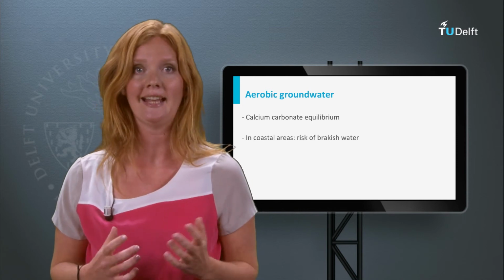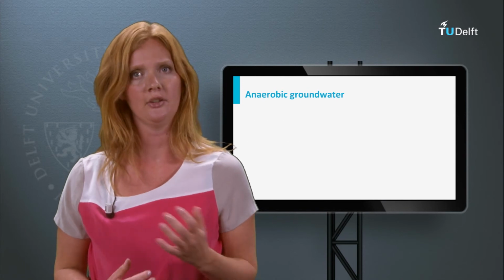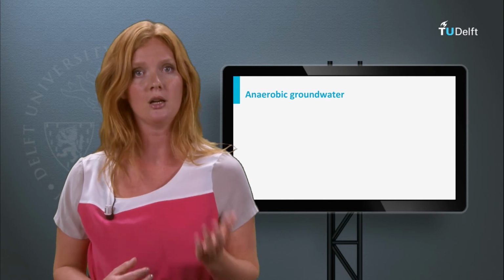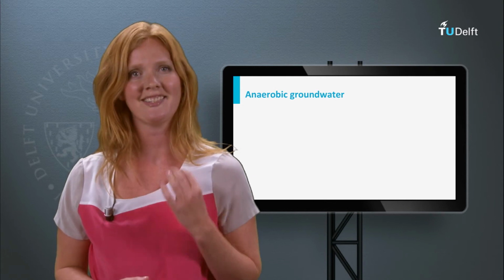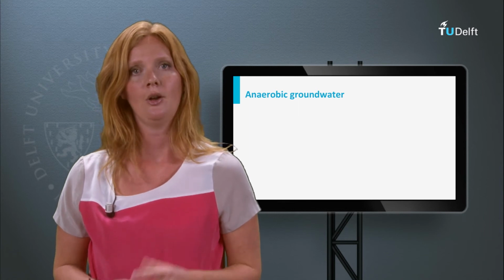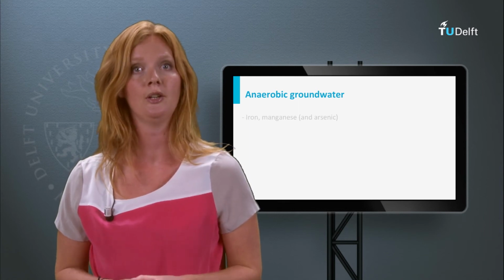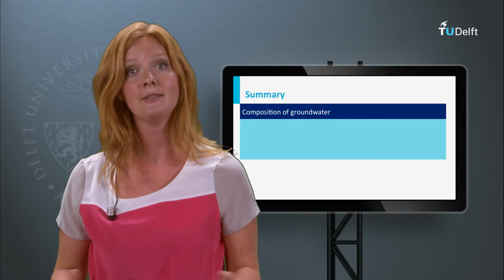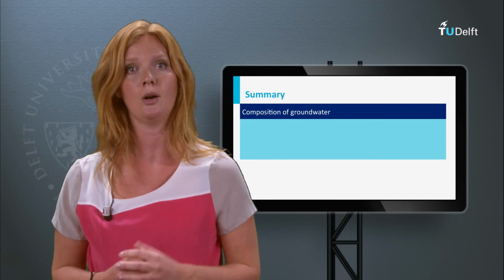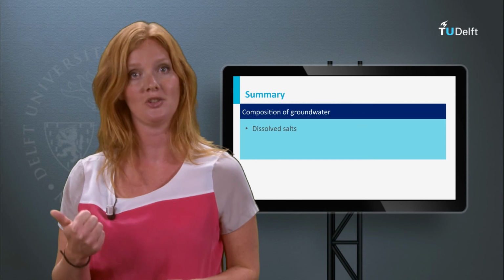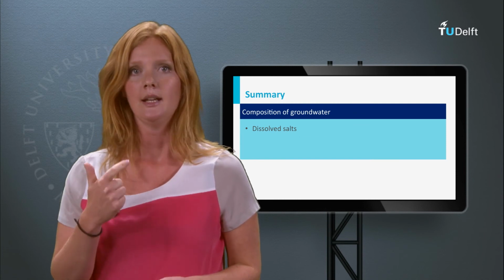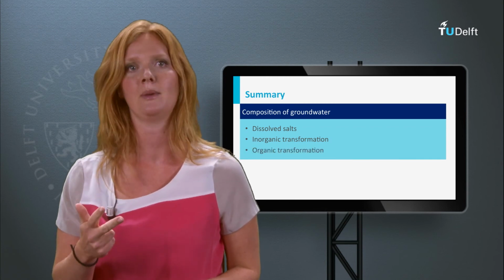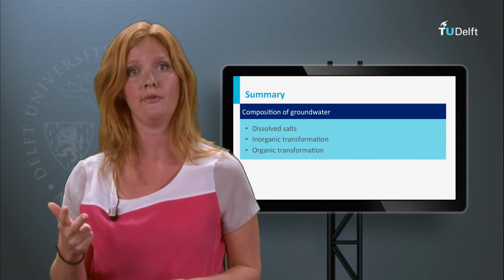Anaerobic groundwater may contain elevated levels of iron and manganese because of reductive dissolution in the presence of organic material. In this process, also arsenic may be released, which is a serious threat to human health. Other compounds found in anaerobic groundwater may be ammonium, methane, and hydrogen sulfide. To summarize, parameters to take into account for the composition of groundwater are dissolved salts, such as sodium chloride and calcium carbonate, inorganic transformation products, such as iron and manganese, and organic transformation products, such as methane and hydrogen sulfide.